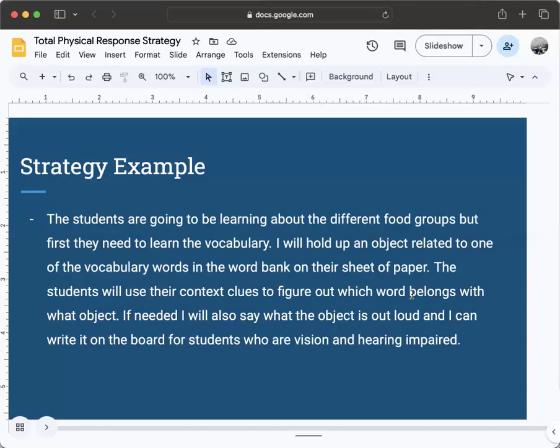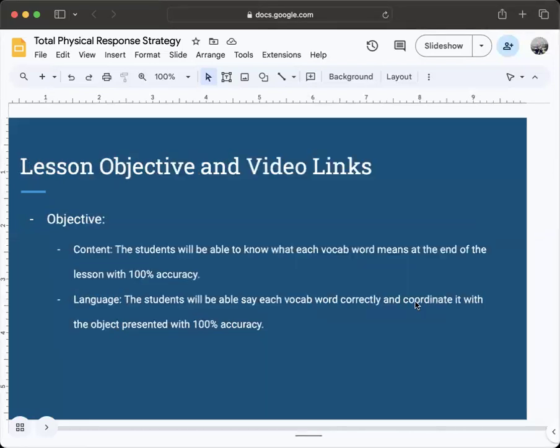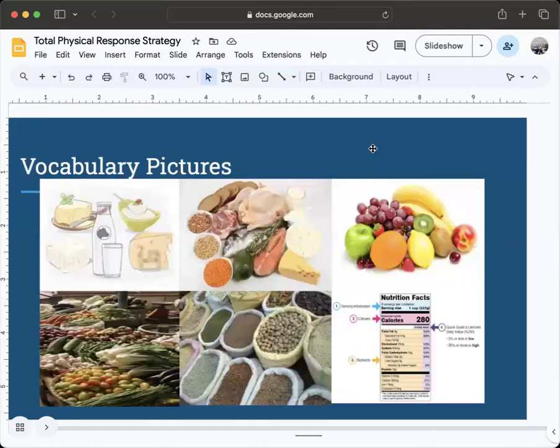So as a demonstration, I will start off by saying, today we'll be using a new learning strategy called total physical response. We're going to be learning about nutrition food groups, and today we're going to be learning about the vocabulary in the unit. So I would like to start off by saying I have a variety of different types of food in front of me, which as of right now is just the pictures on the screen.